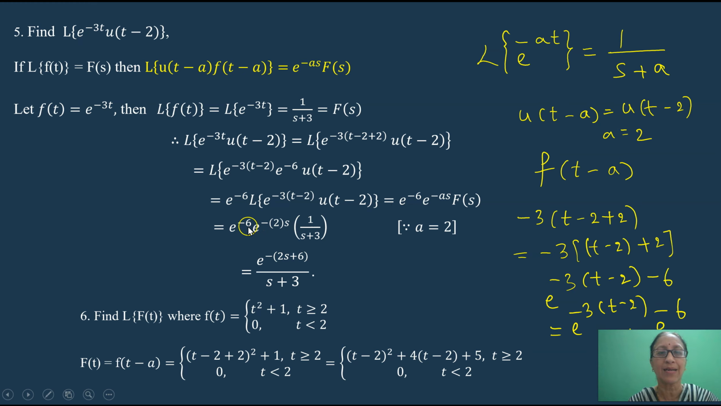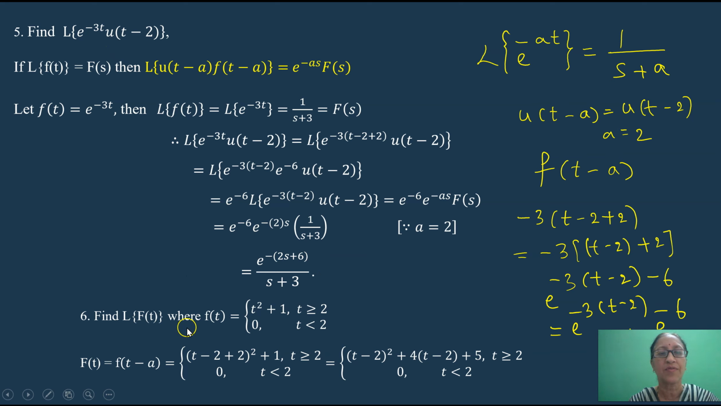That is, if you club these powers again, we get e power minus 2s minus 6. If you take minus sign outside, we get e power minus of 2s plus 6 upon s plus 3. This is Laplace transform of e power minus 3t into u of t minus 2. Now let us see the next example.